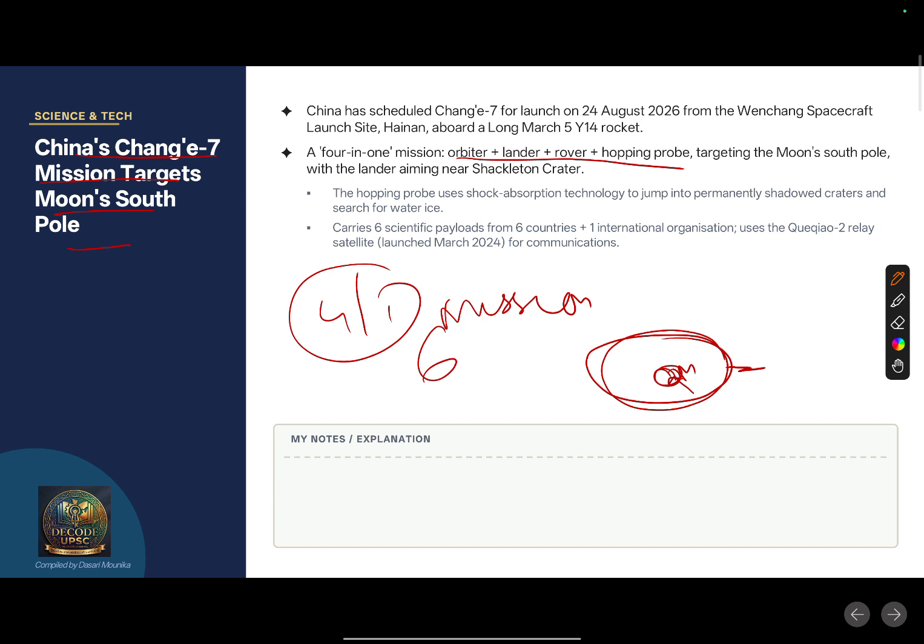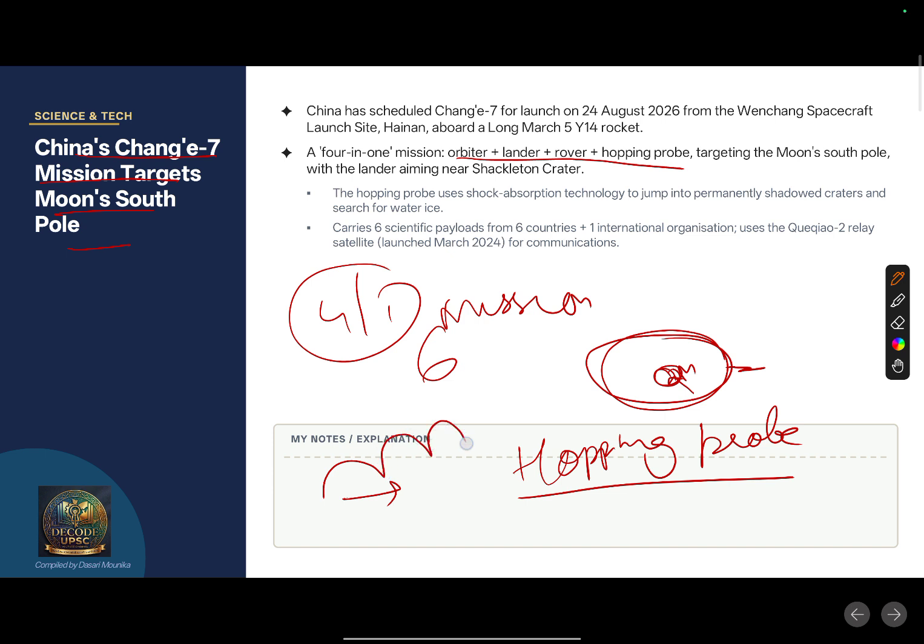Okay, so hopping probe. This is a very interesting one, the most interesting one, because for our Chandrayaan we did not have this. Instead of moving continuously like a rover, it can move by making controlled jumps. So per second this many jumps, per hour this many jumps, like this. It can reach difficult areas. It is also stated that the hopping probe is intended to explore permanently shadowed craters in search of water ice.